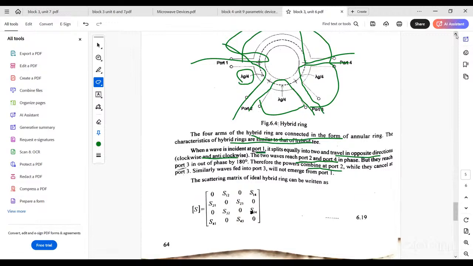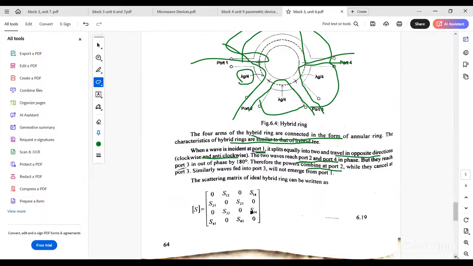What is the final conclusion of hybrid ring? 4 ports are connected in a ring manner, each with a difference of lambda g by 4. When a wave is splitting, it will go in either the backward direction or forward direction. We have to concentrate on this.